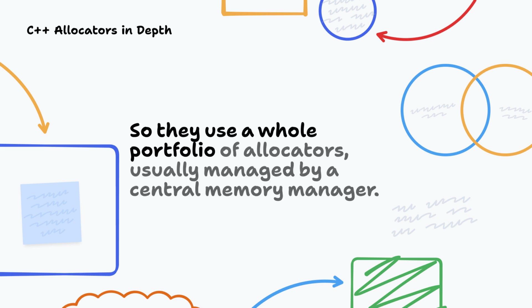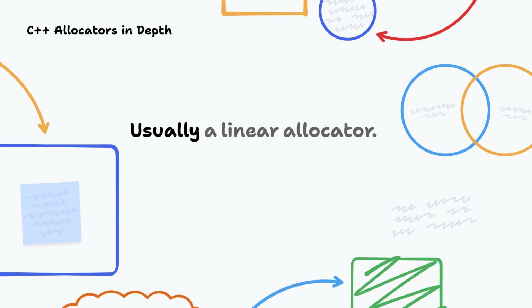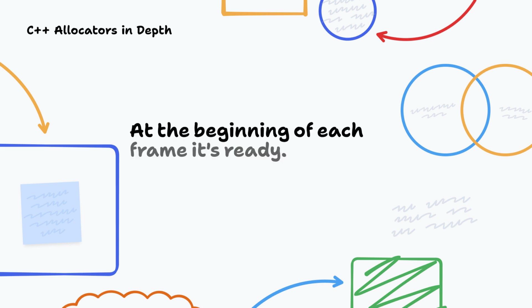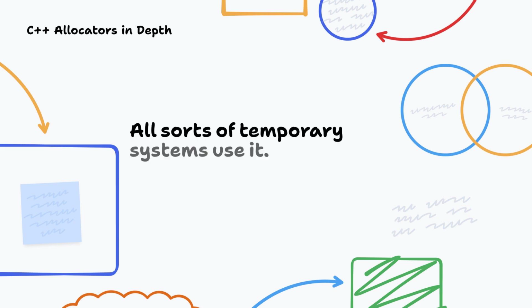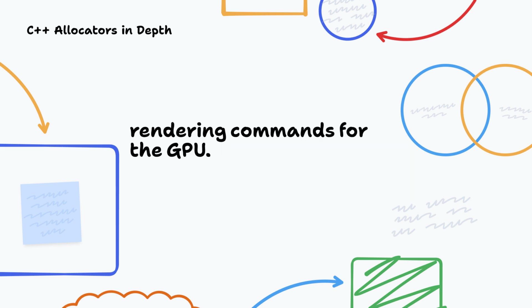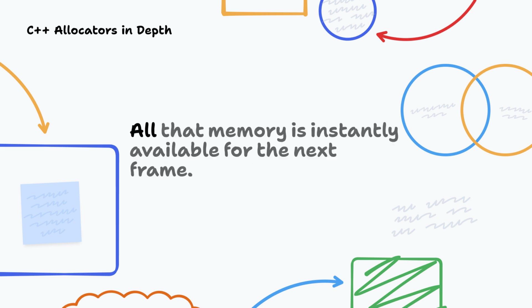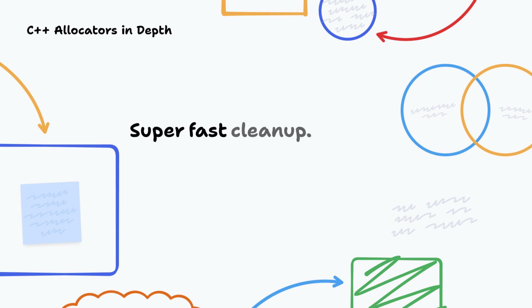So they use a whole portfolio of allocators, usually managed by a central memory manager. The very common one is the frame allocator or scratch allocator. The linear one we talked about. Exactly. Usually a linear allocator. At the beginning of each frame, it's ready. All sorts of temporary systems use it, maybe AI pathfinding calculations, physics collision data, generating rendering commands for the GPU. They all allocate rapidly from this frame arena. And at the end of the frame, poof. The allocator just resets its bump pointer. All that memory is instantly available for the next frame. No individual delete calls, super fast cleanup.